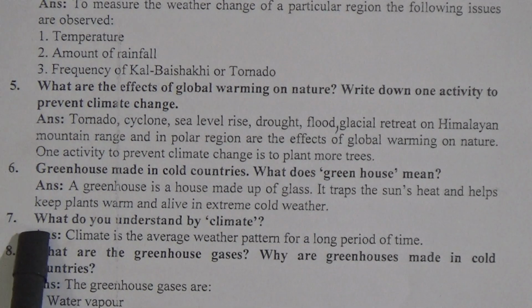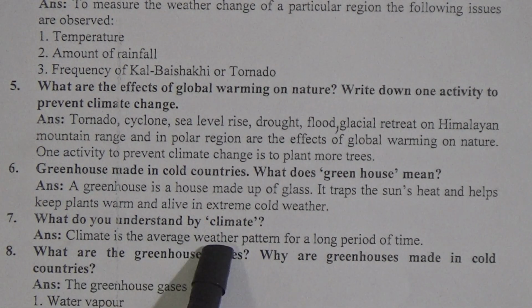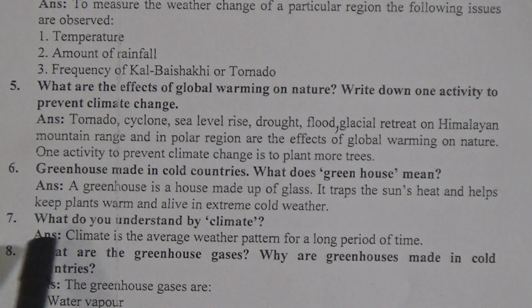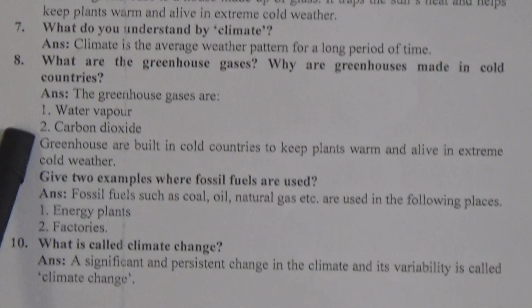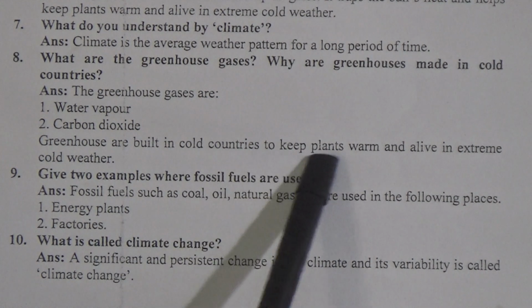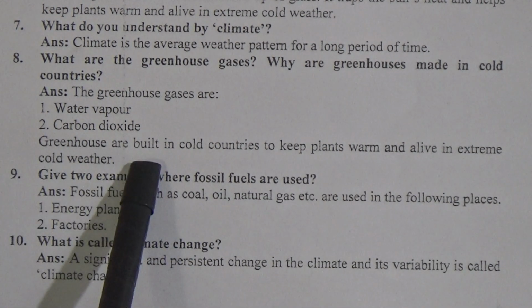Question number 7 is: what do you understand by climate? The answer is climate is the average weather pattern for a long period of time. Question number 8 is: what are the greenhouse gases? Why are greenhouses made in cold countries? The answer is greenhouse gases are water vapor, carbon dioxide. Greenhouses are built in cold countries to keep plants warm and alive in extreme cold weather.